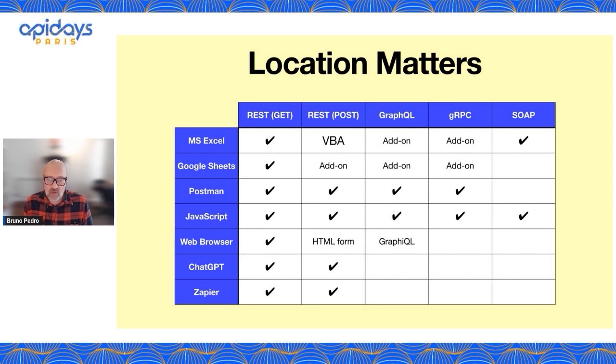So this is just an example. This table is just an example to show you that you can quickly understand that, for example, if a user tells you that they are having a problem and they use ChatGPT all the time, then you probably need to use REST. Otherwise, the user won't be able to consume your API from inside ChatGPT. So location matters a lot.